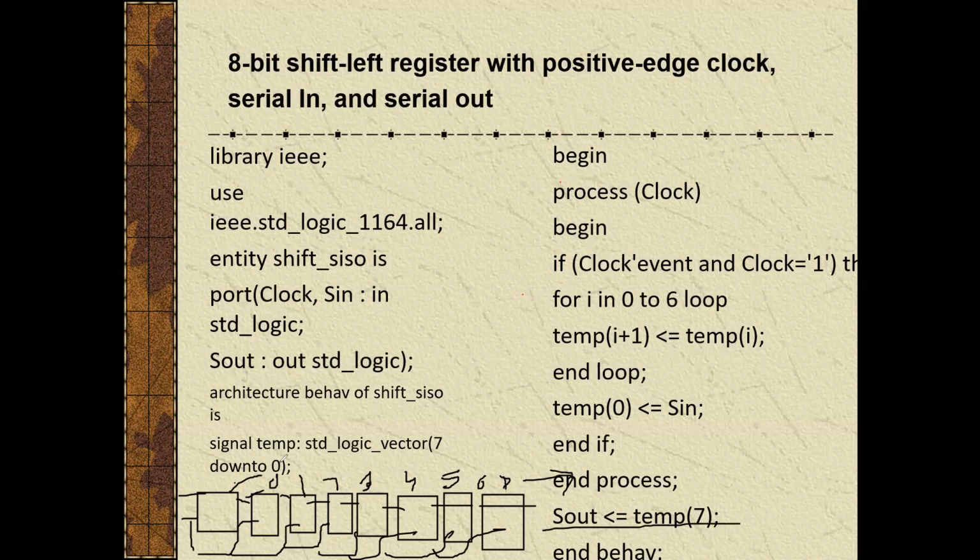Here temp is a variable. We are going to assign this bit into the temp. That's why we have taken the temp variable declared as STD_LOGIC_VECTOR 7 down to 0. 7 down to 0 is nothing but 7 to 0, a total of 8 bits. So at a particular clock cycle, each bit will be shifted, and SIN will be equal to temp 0, and it will be incremented, and the seventh bit will be the output.